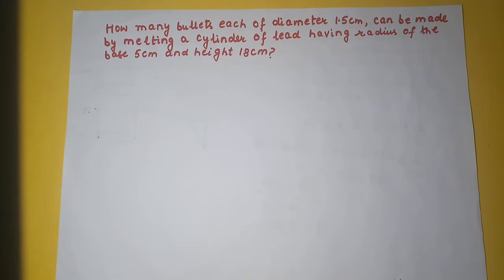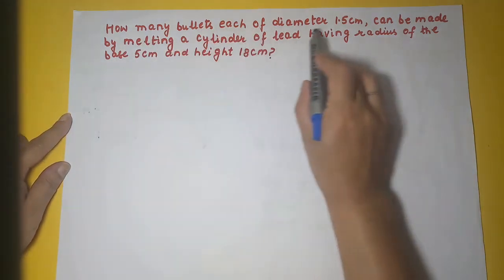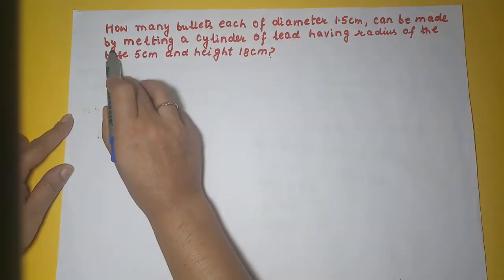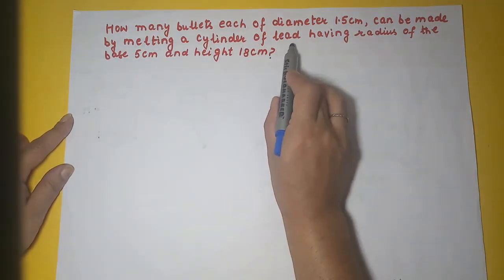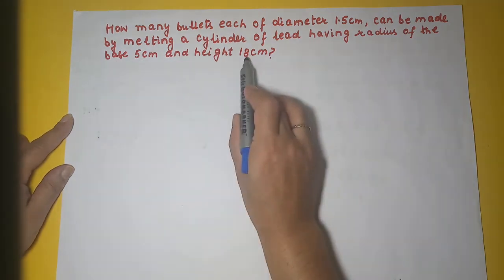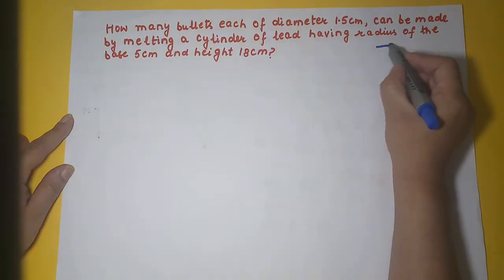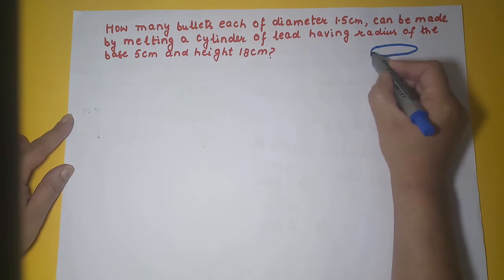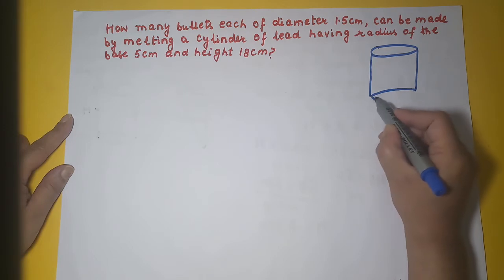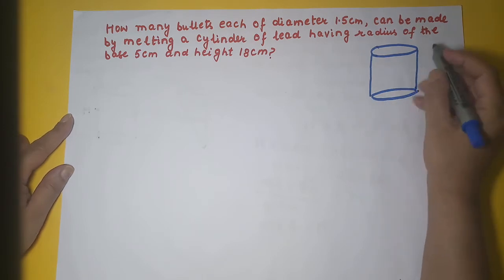In this video, we are going to continue with the spheres. Now, the question is how many bullets, each of diameter 1.5 centimeter, can be made by melting a cylinder of lead having a radius of the base 5 centimeter and height 18 centimeter. So, he is talking about a lead cylinder which we can melt and create the lead spheres out of this.